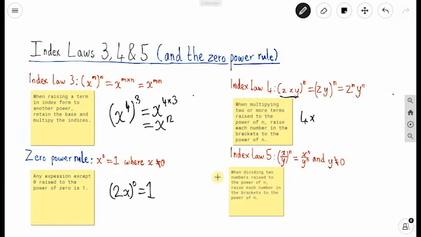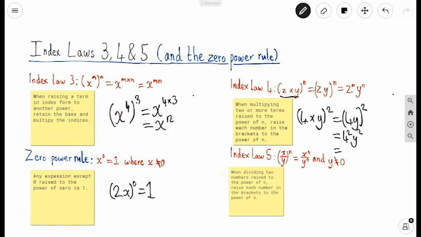Let's do a practice question. 4 times y in brackets raised to 2. That would give us 4 raised to 2 times y raised to 2 according to index law 4. And then we could just do 4 squared multiplied by y squared. I'm just not putting in the multiplication sign because when you just write a number next to a number, it just means multiply.